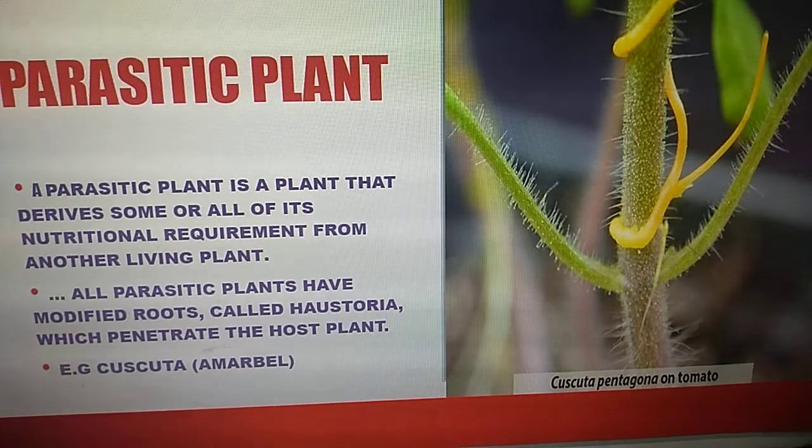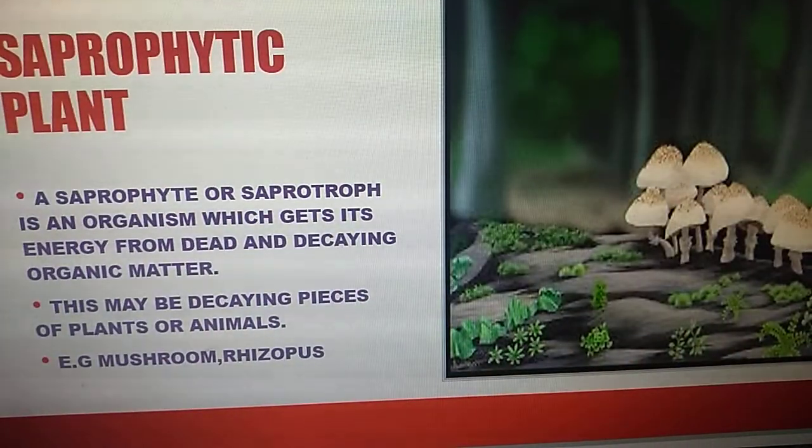Next is saprophytic plant. A saprophyte or saprotroph is an organism which gets its energy from dead and decaying organic matter. This may be decaying pieces of plants or animals. Example, mushroom, which is very common. You can see the picture here wherein mushroom obtains food from the plants around or the other surfaces around. It can be any decayed matter.